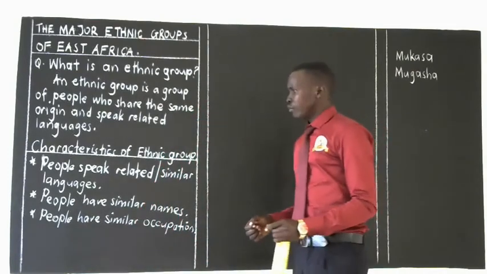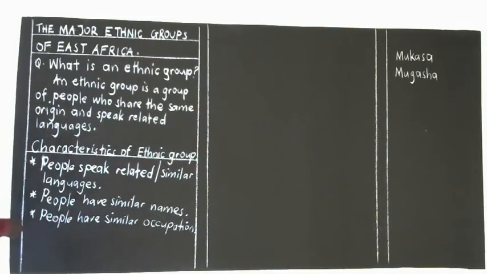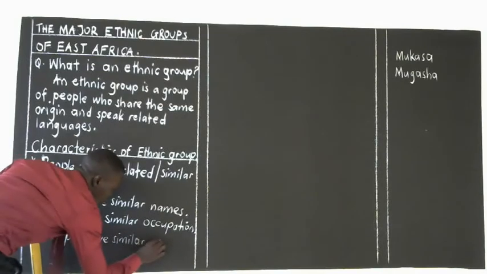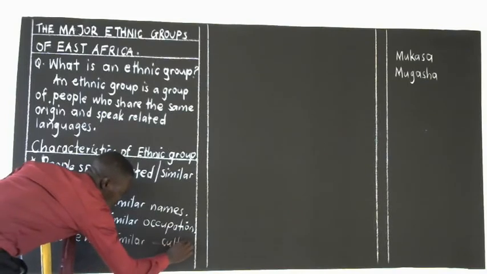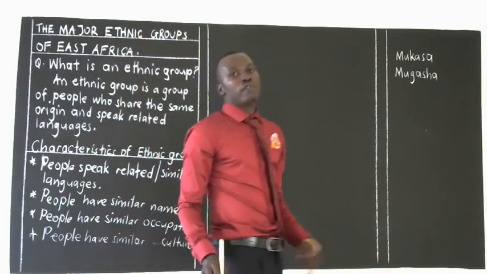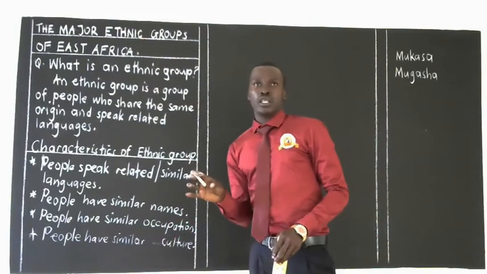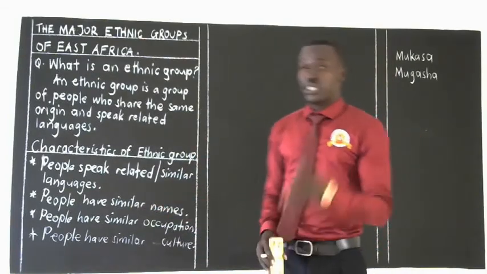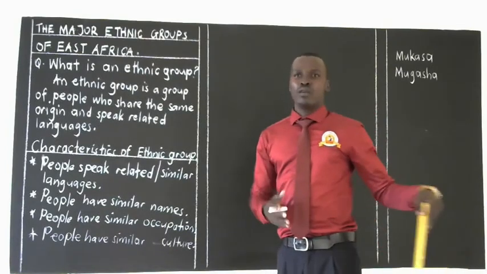We also look at culture. People have similar culture. Culture means the way of life in a given society. Under culture, we talk about customs, we talk about norms and values. So people have got similar culture. We look at aspects of culture like marriage, like naming, initiation ceremonies. They are always similar from one tribe to another.